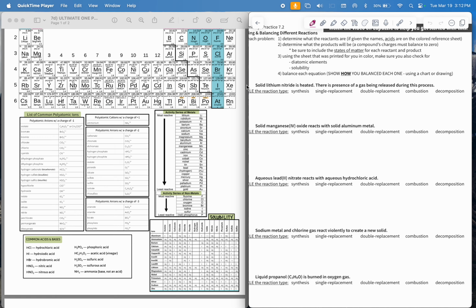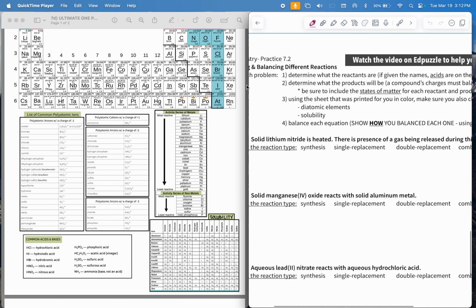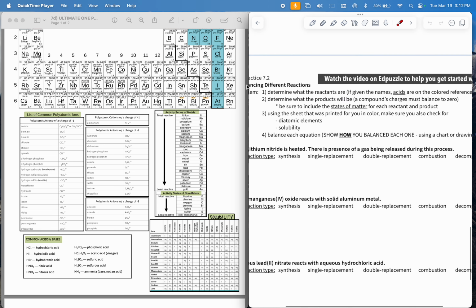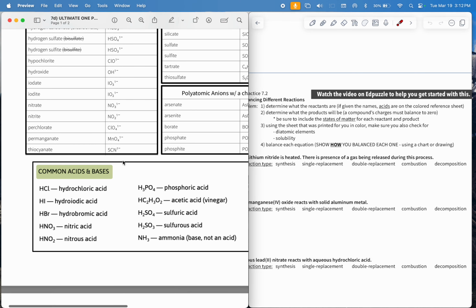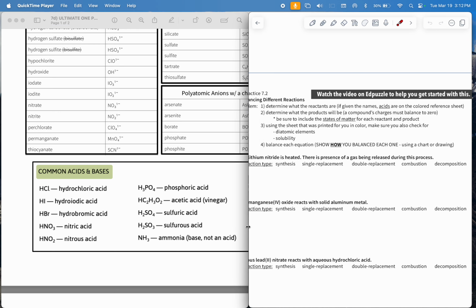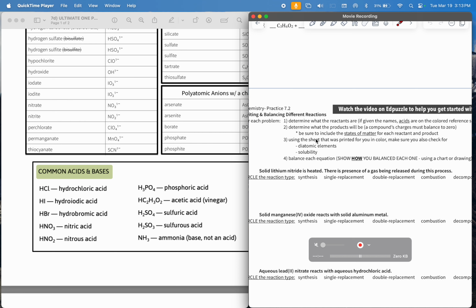First thing to know with this practice is really what we're going to be doing. It says that you're going to be determining what the reactants are if you're given the names. And it reminds you here, acids are on the colored reference sheet. So if there's something that's mentioning acid, you're going to need to reference this list down at the bottom of your one-pager document to see what that would actually be as a compound. And then it says you're going to determine what the products will be. So we're predicting that. We have to figure out what this chemical reaction is going to be making based on the hints that were given in the description. So we'll take a look at what that means.